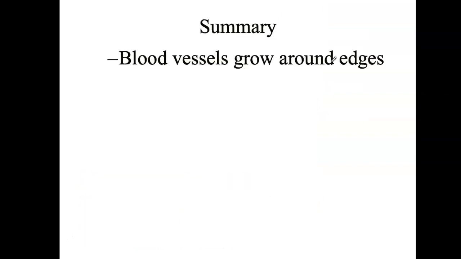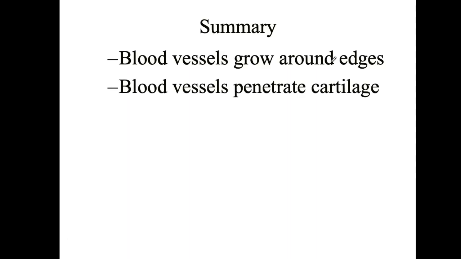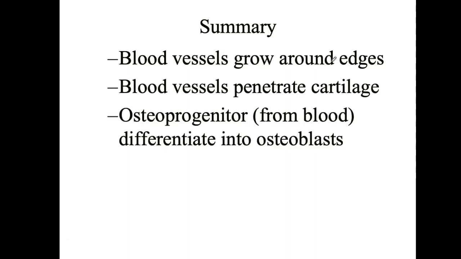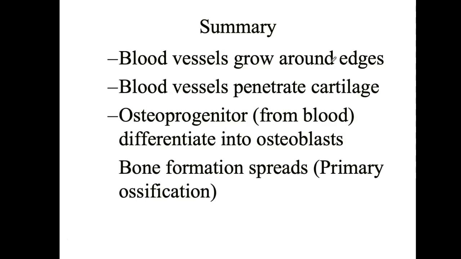So as a summary, in this kind of endochondral ossification, the blood vessels are going to grow around the edges. They penetrate that cartilage. Osteoprogenitor cells from blood differentiate into osteoblasts. Remember, osteoprogenitor cells are the ones that are undifferentiated. They're going to become osteoblasts. They're traveling to that region from the blood. That bone formation is going to spread from that original region, which is the primary ossification area.